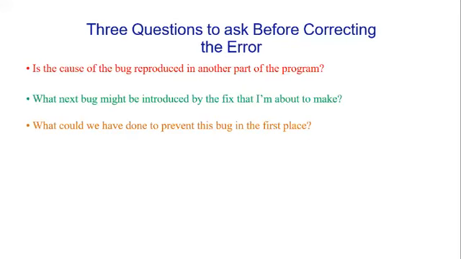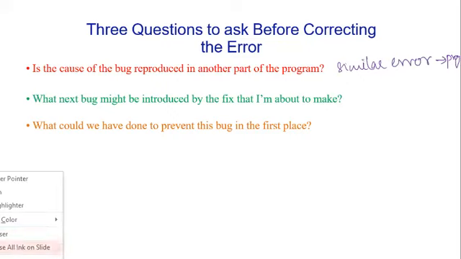Now, the three questions that need to be asked before correcting any error: is the cause of the bug reproduced in another part of the program? That is, whether a similar error can be occurring in another part of the program, that will be identified. Whether a similar error can be there in another part of your program.